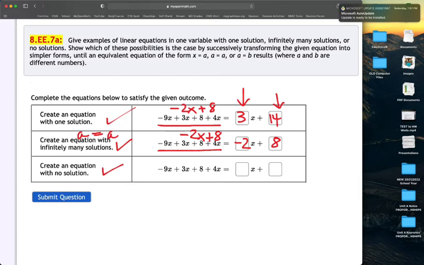Now, the third situation, as far as no solution goes, once again, we need the variables to eliminate, but then you end up with a false statement. In other words, some constant supposedly equal to a different constant. So once again, we already know this side simplifies to negative 2x plus 8. If we need the variables to eliminate, we know that that has to be negative 2. And as far as the constant goes, it just needs to be anything except it can't be 8. So maybe 7. So that would be an example of part of the standard 8.EE.7a.